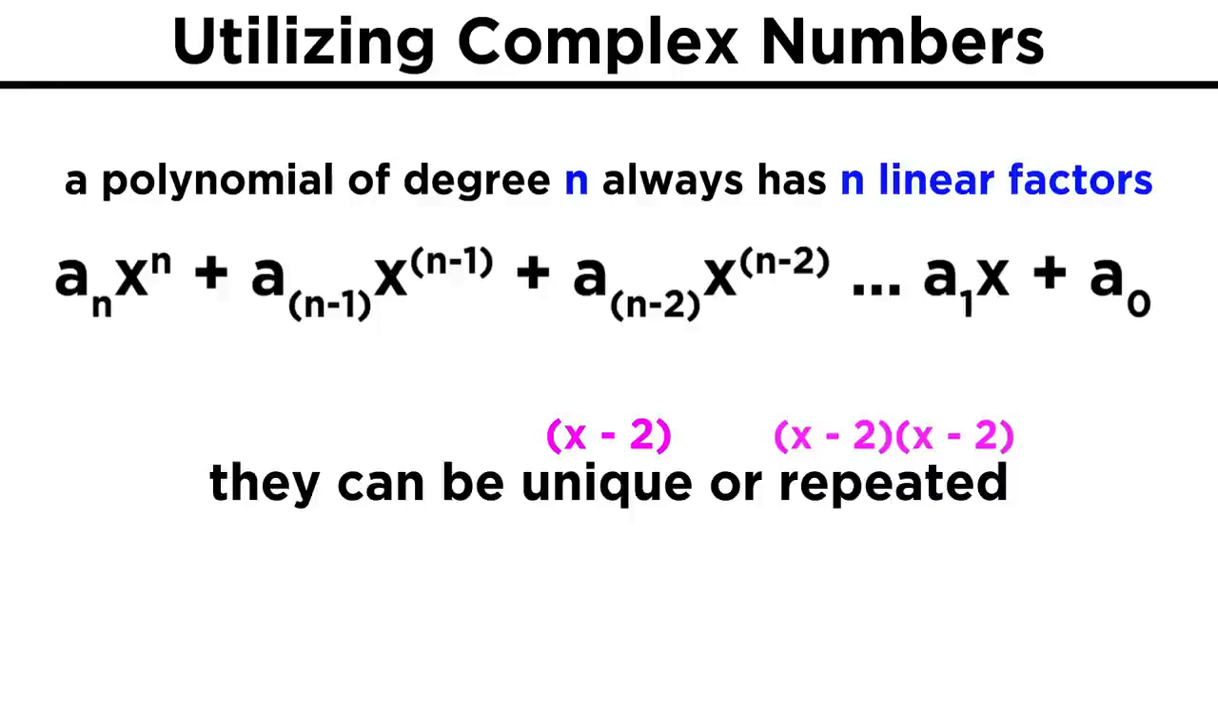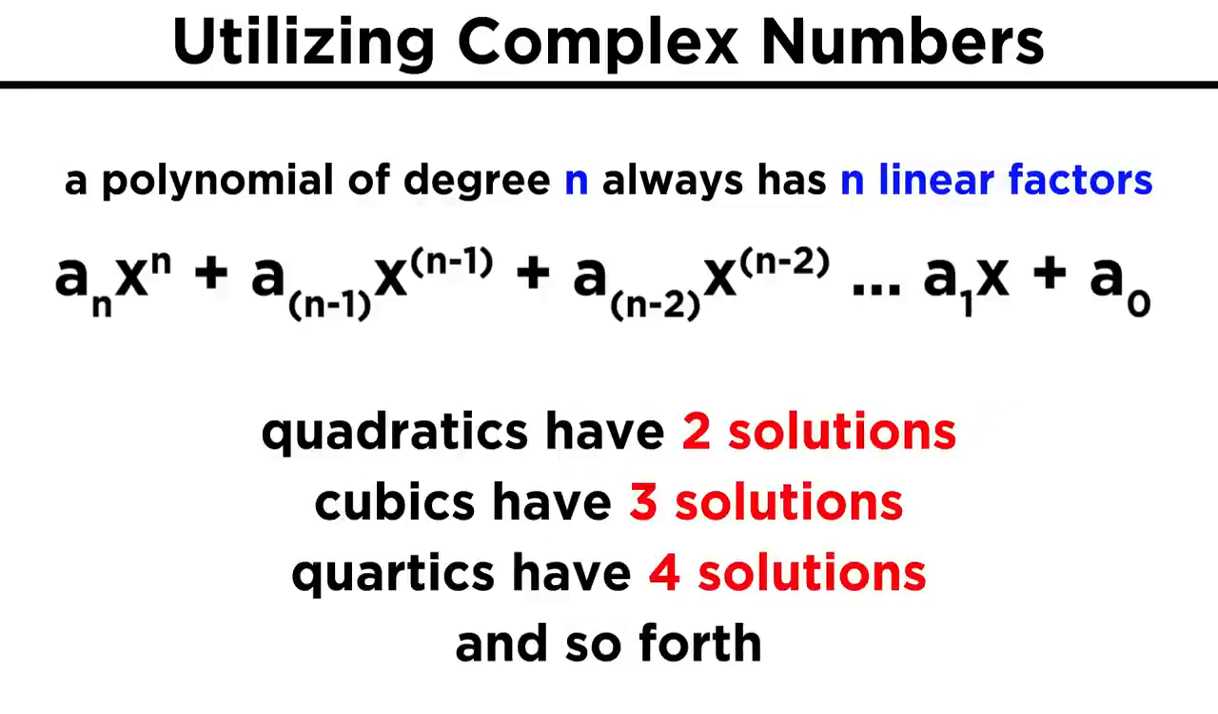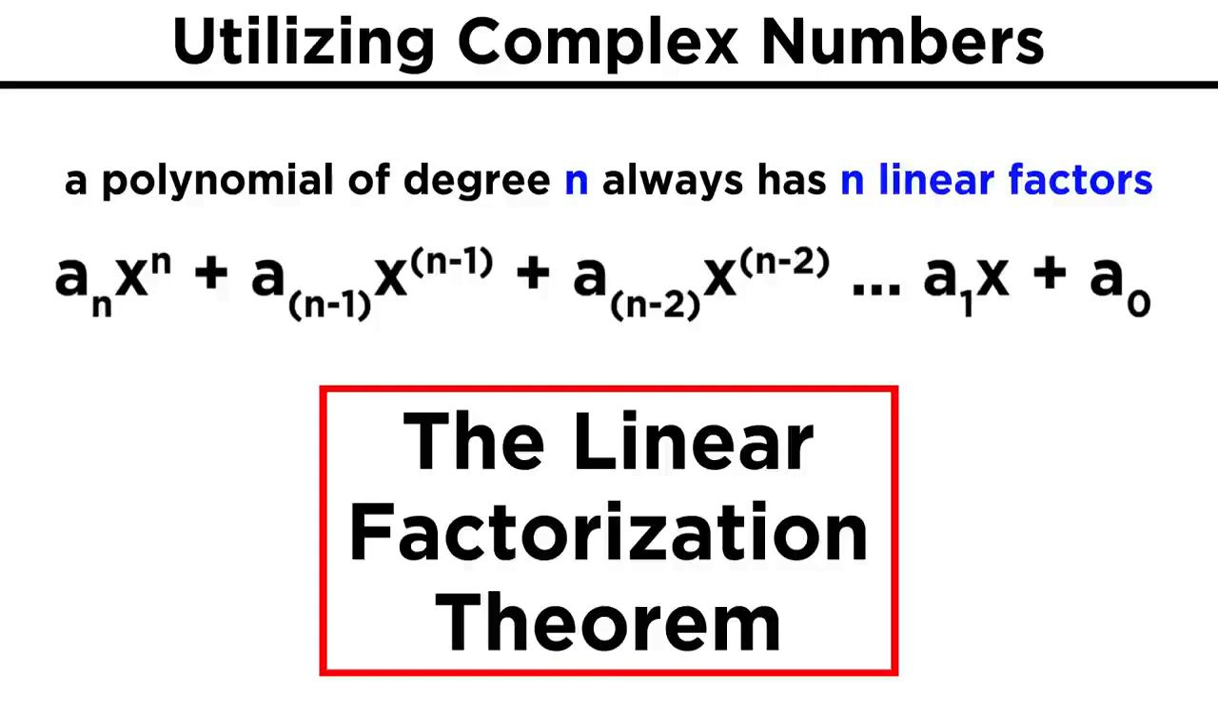There can be repeats, so they aren't always all unique. They aren't always all real numbers either. Some could be pairs of complex conjugates, as we just saw with the quadratic. But if we take all of these into account, an nth degree polynomial will always have n linear factors. This truth is known as the linear factorization theorem. Complex numbers are very important in math, so let's check comprehension.